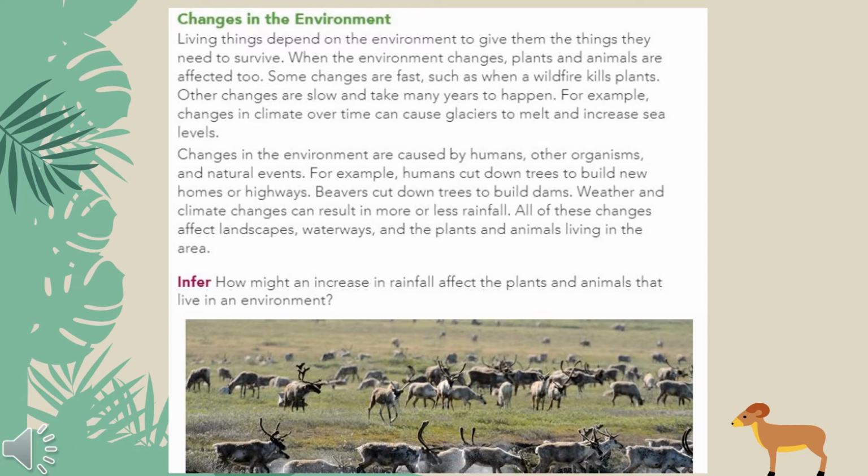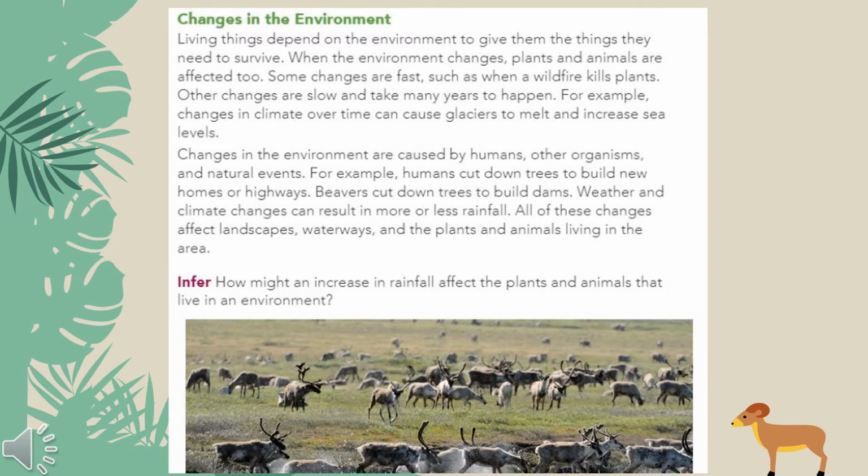Some changes are fast, such as when a wildfire kills plants. Other changes are slow and take many years to happen. For example, changes in climate over time can cause glaciers to melt and increase sea levels.